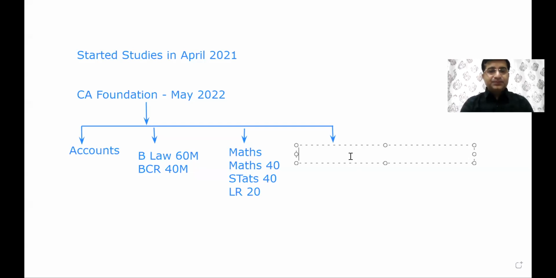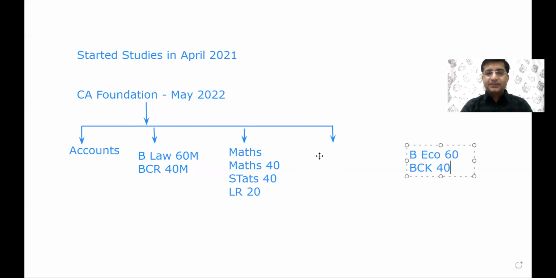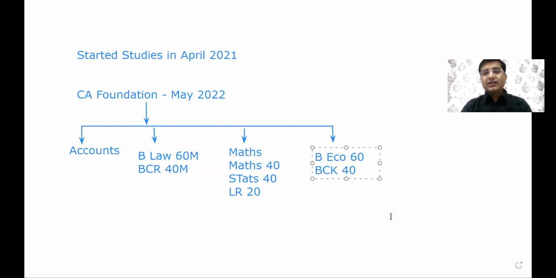The next one is business economics, which is for 60 marks, and business commercial knowledge, BCK, is for 40 marks. This is how the division of marks and the overall topics is there in your CA foundation level.